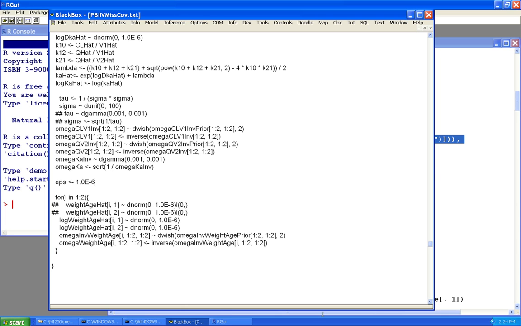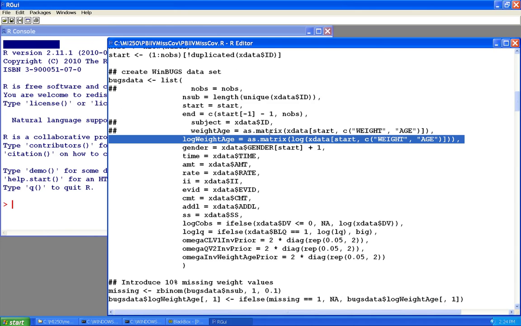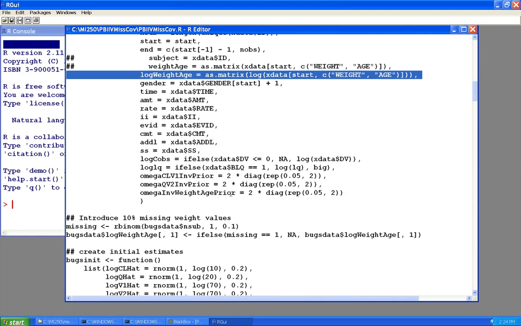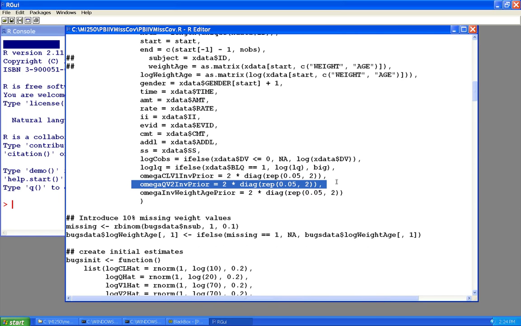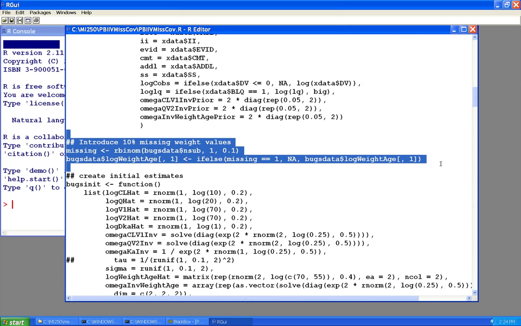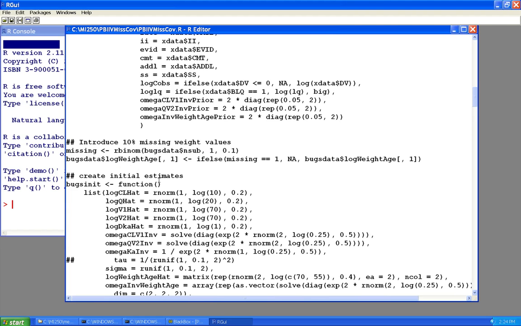I'm trying to think if there was anything else different in the R code. Not much. We have to introduce the parameter associated with the prior distribution for the variance matrix for Q and V2. I artificially introduced the missing weight values right here, and I had that log transformation, so the names change to say log weight age.